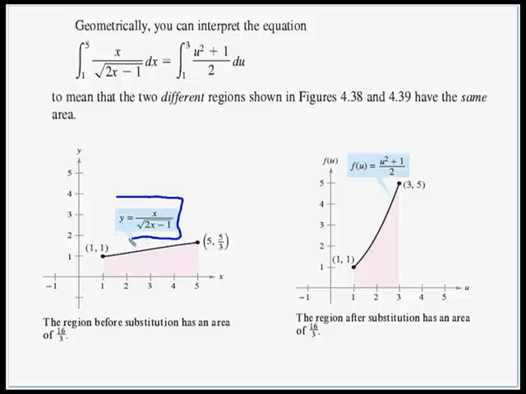Here's our first function with the x's in it, and if we graphed it, it would look like this, and we're going from 1 to 5. So we can look at that, since it's completely positive, as the area under this curve. And then we look at our u substitution equation. It's part of a parabolic curve here, slight curve to that, and our limits were changed from 1 to 3. So here on the x-axis from 1 to 3, we're looking at this as the area under this curve. And geometrically, what we found is the areas are the same. This area is exactly the same as this area.